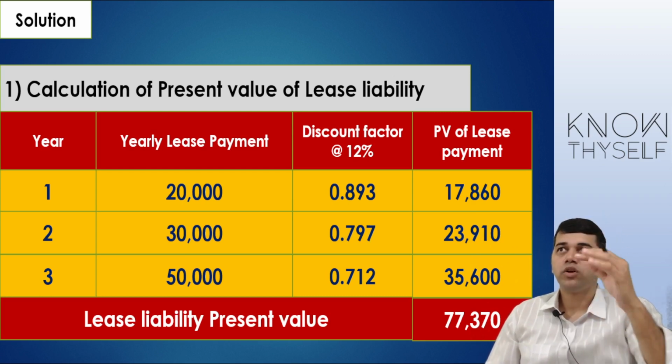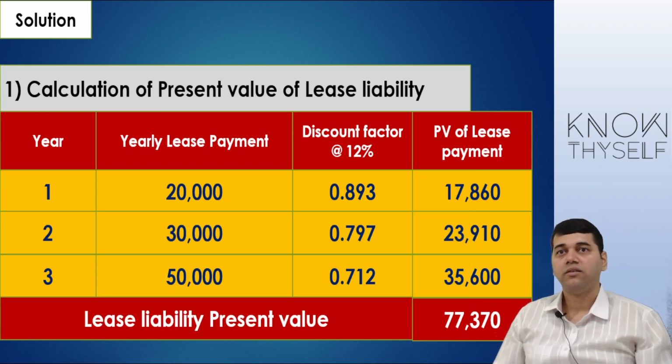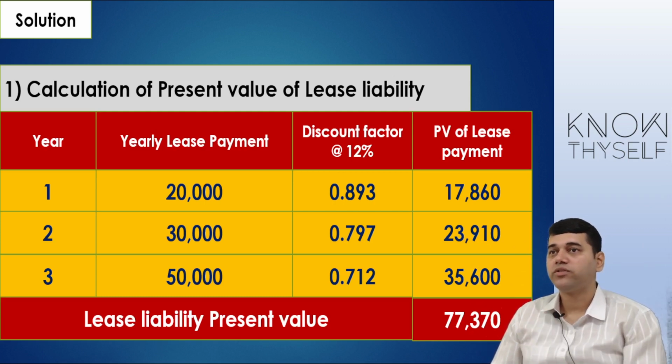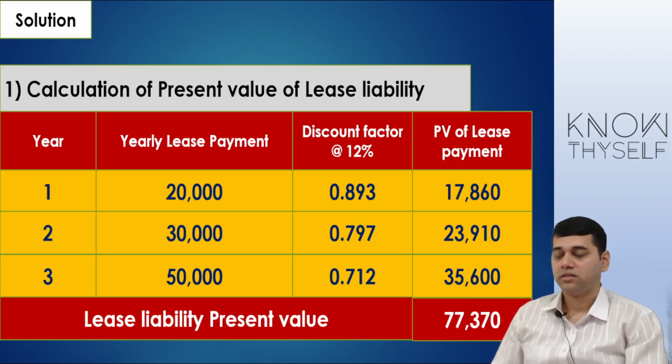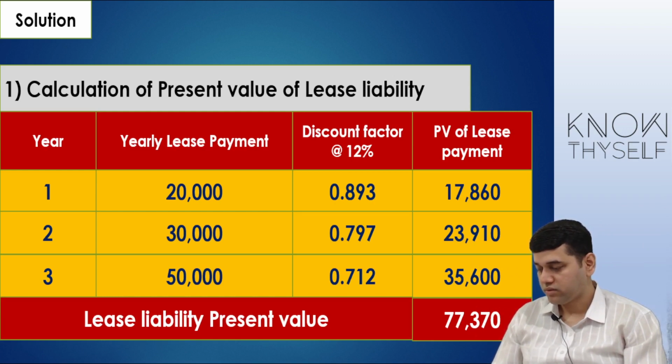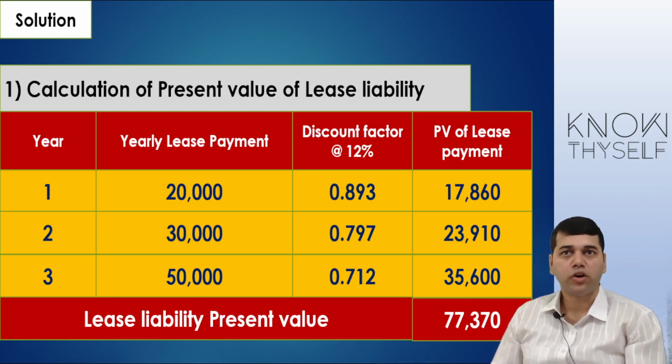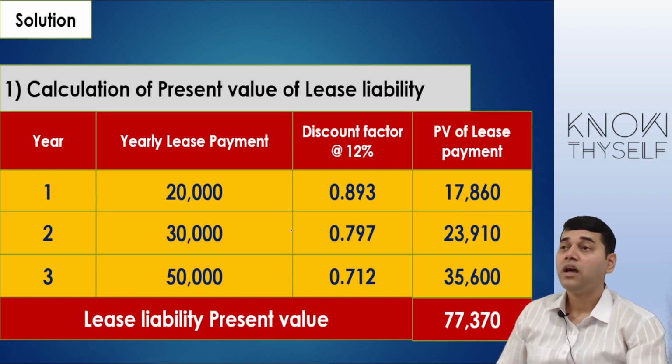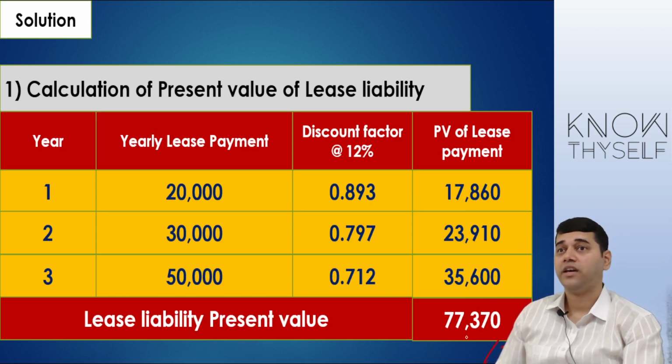Now, tell me, what should I do next? Amortization. Why? Subsequent measurement. Okay. And how do I subsequently measure the ROU asset? That also I amortize. How? Depreciate the ROU asset. That means 77,370 divided by how many? Be careful. You can't simply say it straight away. Just look. Have they given the life of the asset?